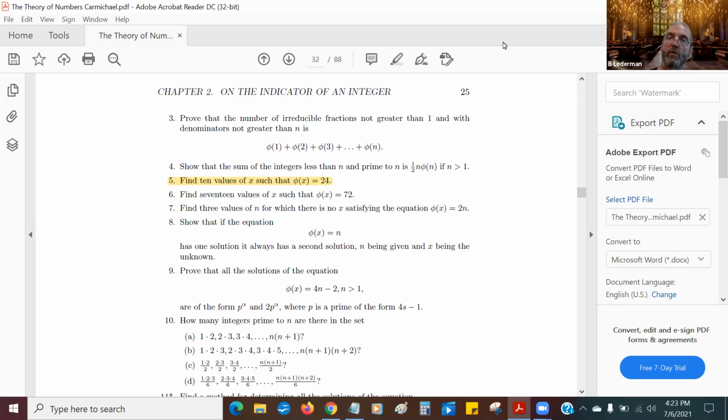Hi, everybody. We got a request to make a video for exercise section 2.4, number 5. And here we go. Find 10 values of x such that phi of x is equal to 24. Now, I'm not going to go through all 10, but I'm going to do a few and give you an idea how to work this kind of problem.